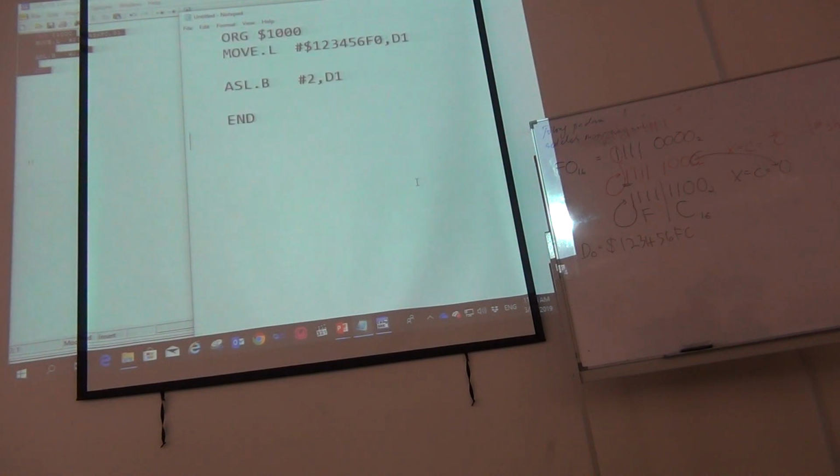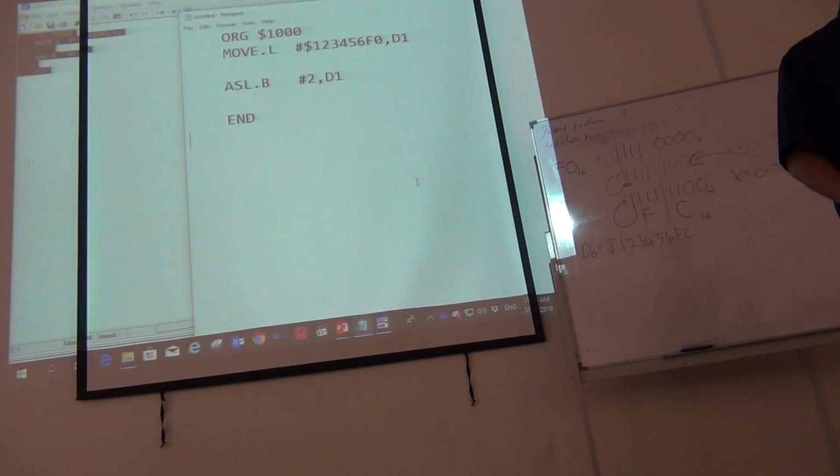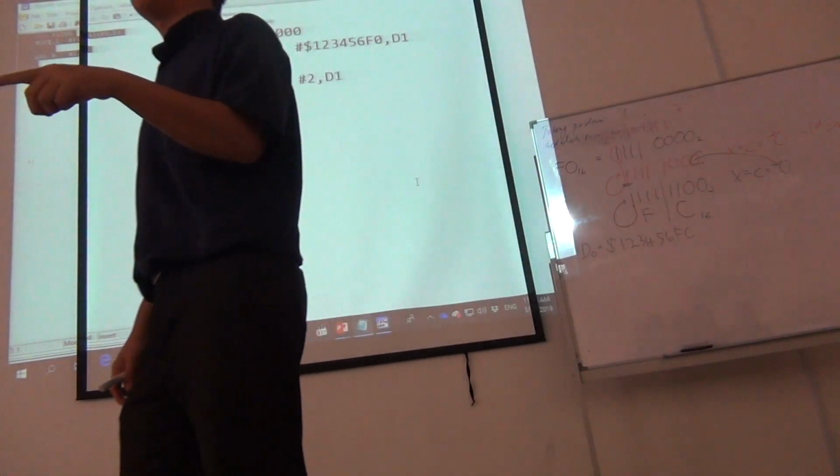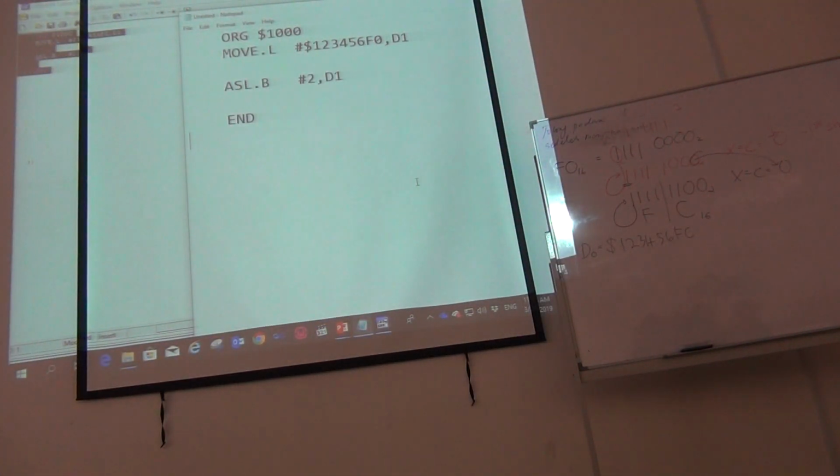Okay, now the command is like this. I want to shift to the left 2 times. Now you have to refer to the table. Try shifting by yourself. Looking at the table, ASL, try to shift it by yourself and get the last answer. It must be the same as the simulator.